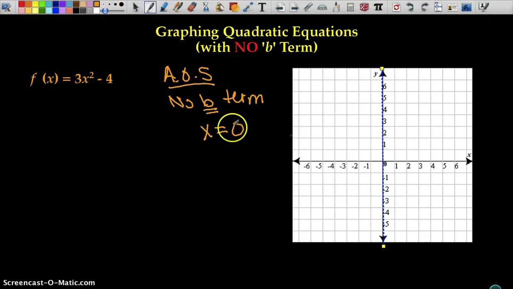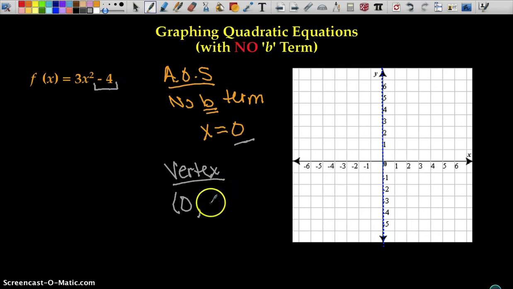Alright? Now we need our vertex. So remember your vertex is this number here, so it'll always be 0, and then whatever your c term is, which in this case is -4. So there is our vertex. So we're going to go ahead and put that coordinate point, 0, -4, so 1, 2, 3, 4. There's our vertex. Okay, now what we have to know is kind of how it's increasing from here.